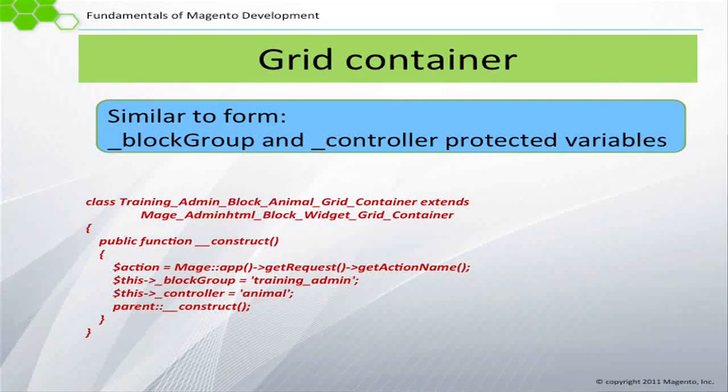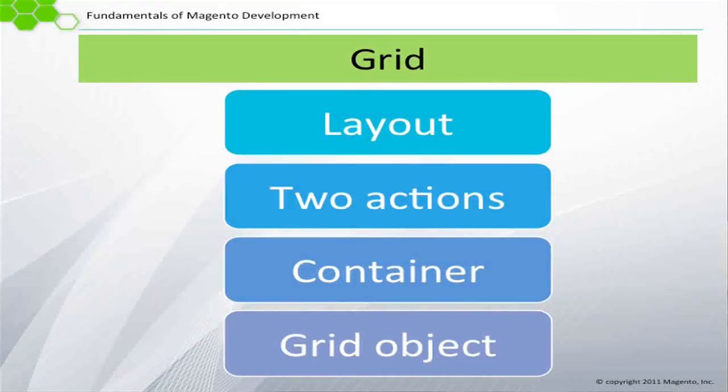The grid container is declared similarly to the form. We specify a block group and a controller. There we go. And I'll discuss the action here as we go through the exercise. So the grid, obviously we have this layout definition, and then we have the two actions if we want Ajax. Grid's in a container. And that's about all I have to say.